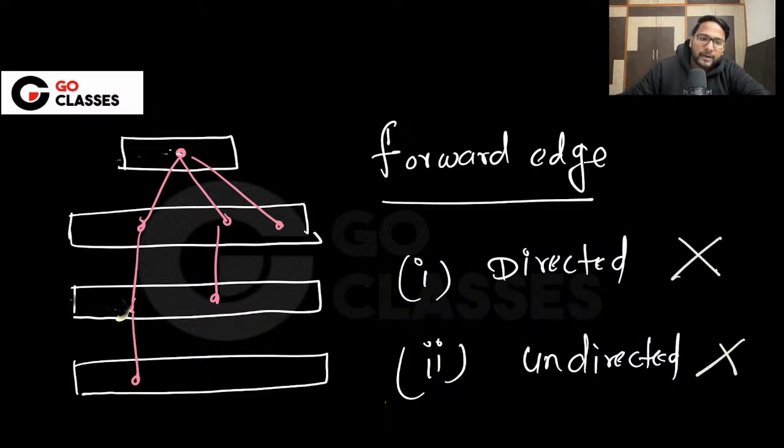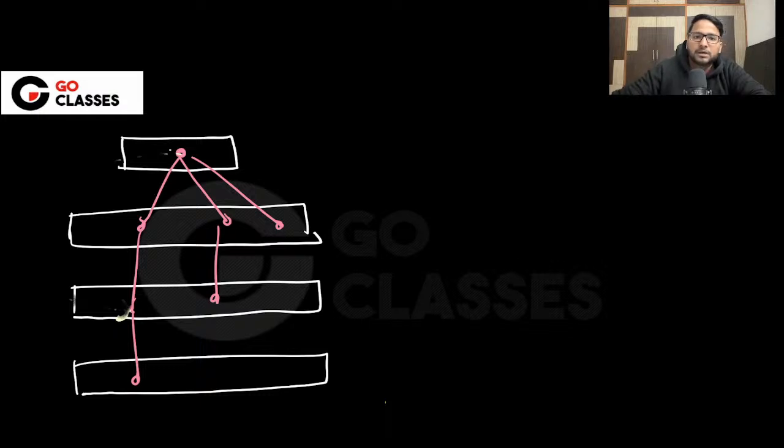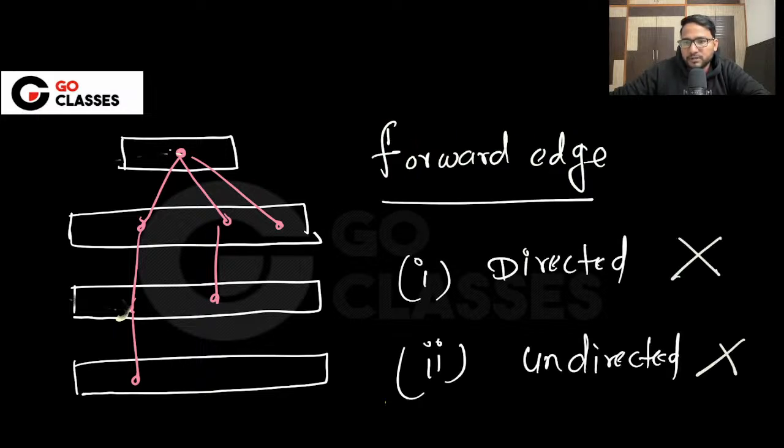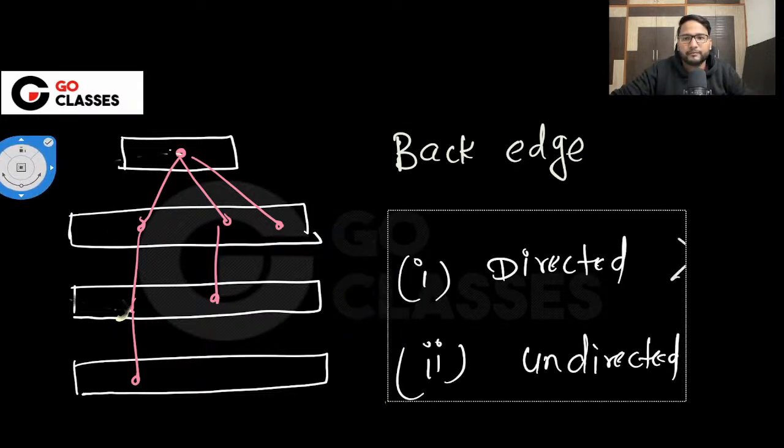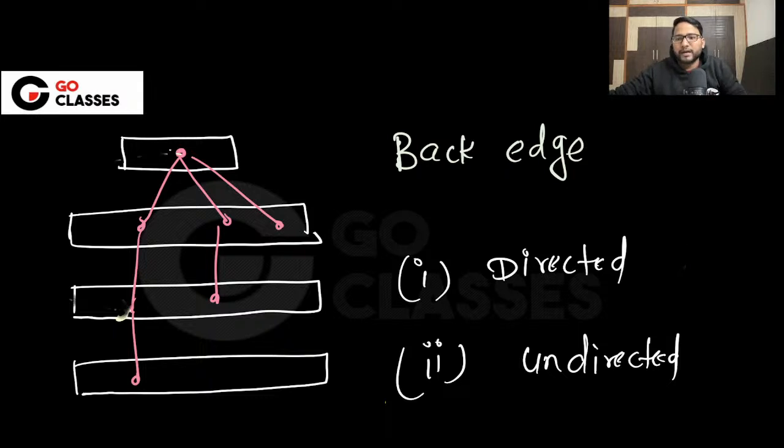Now let me ask you another question. Tree edge is definitely possible. Let me ask you about back edge. Again, the question remains the same: in case of directed, is this possible? In case of undirected, is this possible?